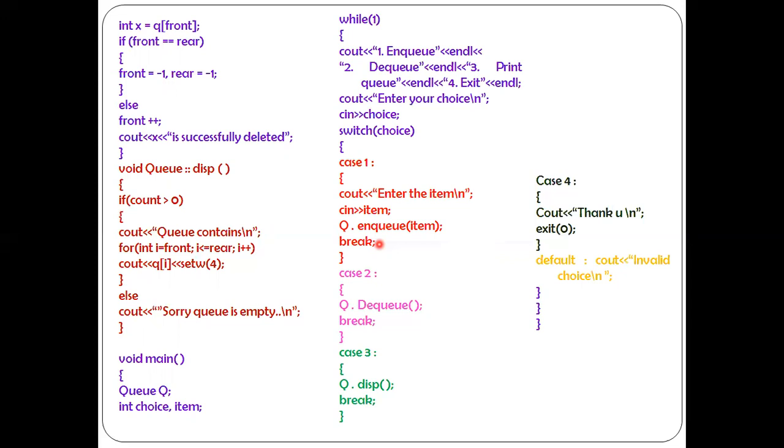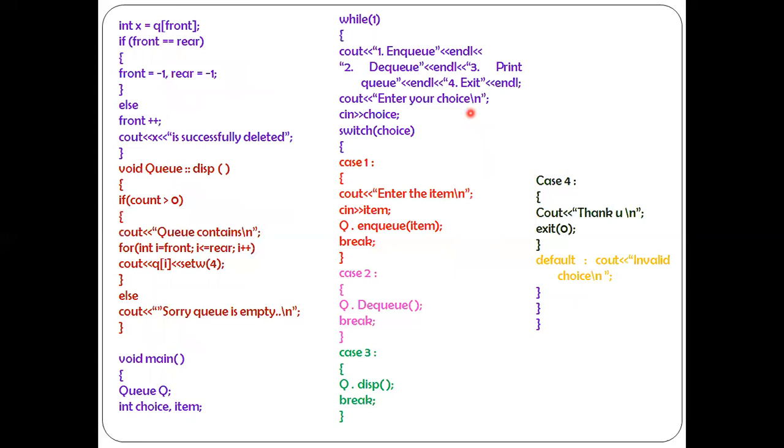Again, 1 for enqueue, 2 for dequeue, 3 for print, 4 for exit. Enter your choice. We have inserted two elements, 10 and 20. 10 is stored in Q of 0, 20 is stored in Q of 1. Now I just want to display what elements are there inside the queue data structure. So this time I'll go with case 3 instead of inputting 1 and 2.